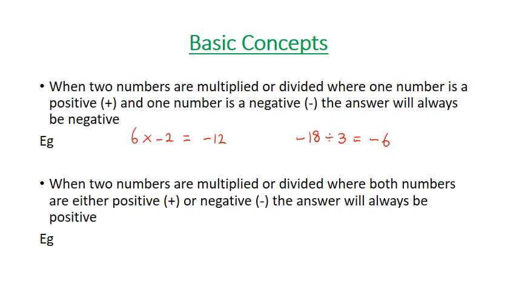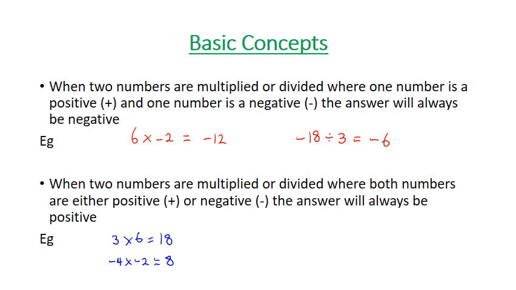If we're looking at multiplying and dividing where both numbers are either positive or negative, the answer is always going to be a positive. As an example, let's say we have 3 multiplied by 6, that gives us positive 18. We might have another example where we've got minus 4 multiplied by minus 2. Since we have two negatives, we're actually going to have a positive answer, and 4 times 2 is 8.